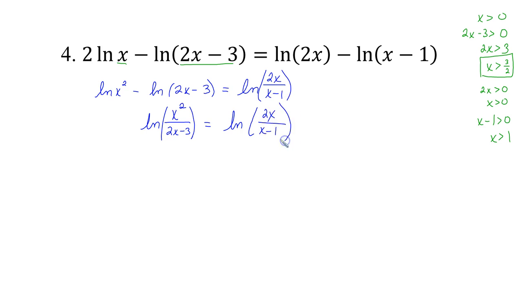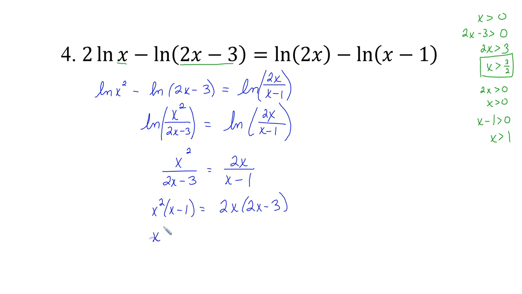Since they are both natural logarithms, we can simply look at what's inside those and set them equal to each other. So we will take x squared over 2x minus 3, and that will be equal to 2x over x minus 1. I'm going to solve this by cross multiplying. So I have x squared times x minus 1 is equal to 2x times 2x minus 3. Simplifying this, I get x to the third power minus x squared is equal to 4x squared minus 6x.